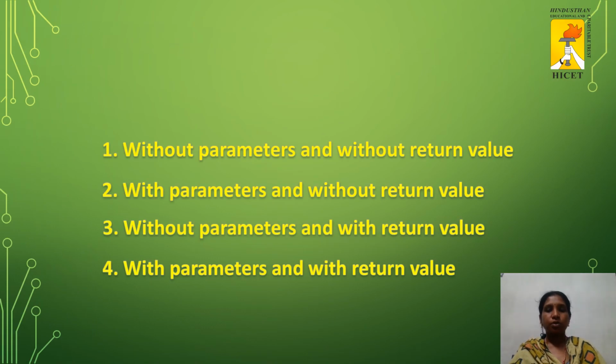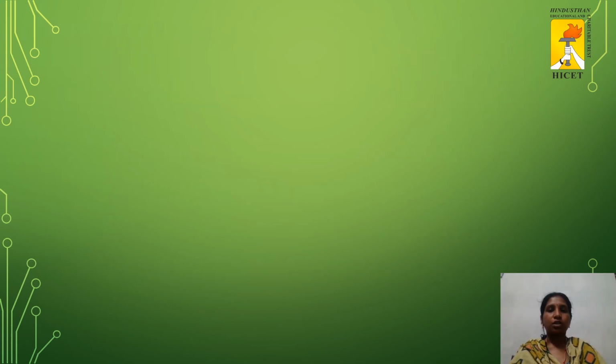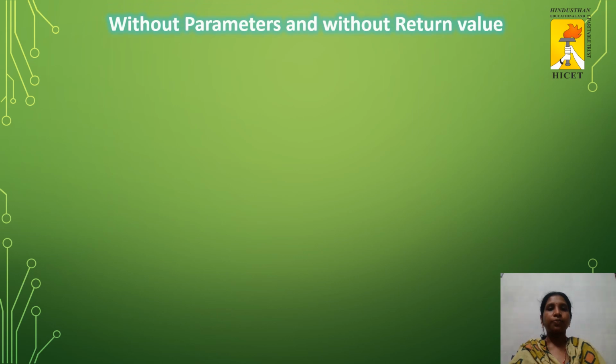There are four types of functions in C program. One is function without parameter and without return value. The second type is function with parameter and without return value. The third type is function without parameter and with return value. And the last type is function with parameter and with return value. Based on the parameters and return value, we are classifying these functions. We will see one by one.